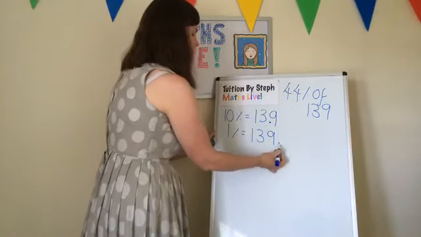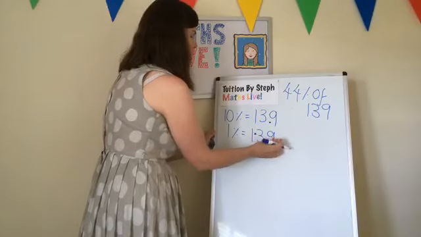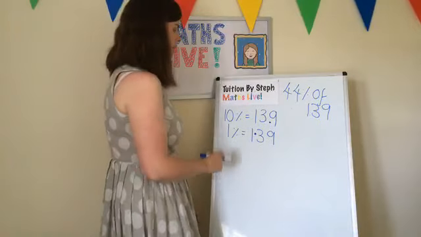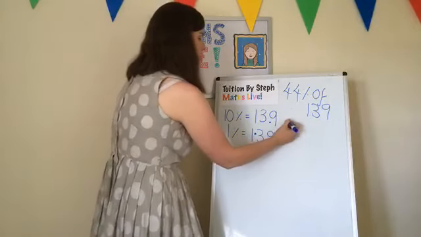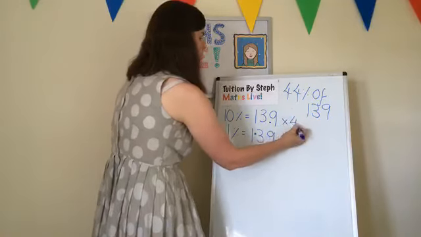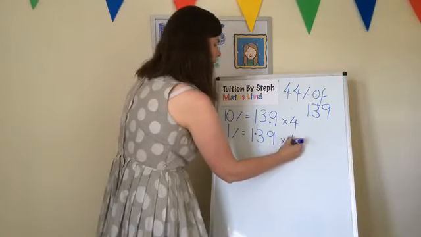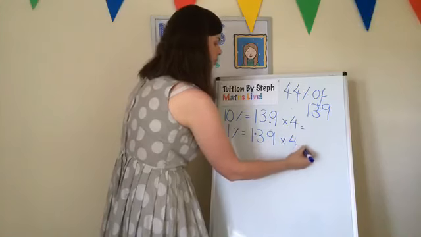There's my decimal point. Move it once, twice. 1.39. Okay. I don't want 10%, I need 40%. So I'm going to times that by 4. And the same with the 1%. I don't want 1%, I want 4%. So I'm going to times that by 4.